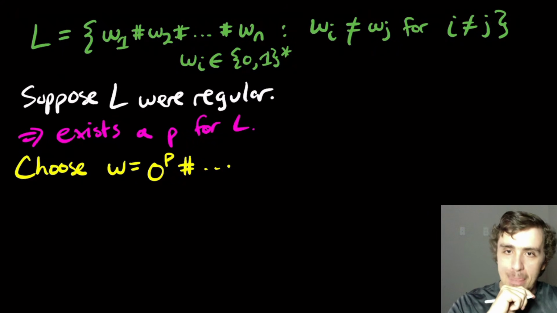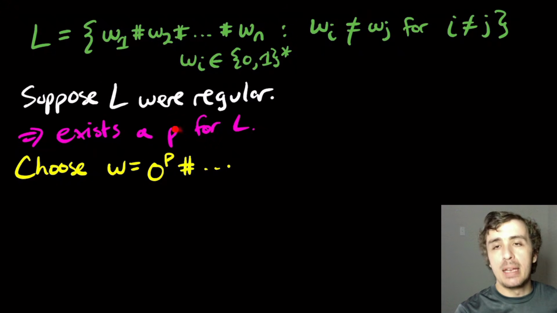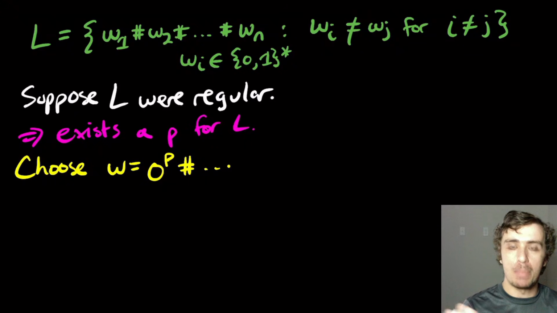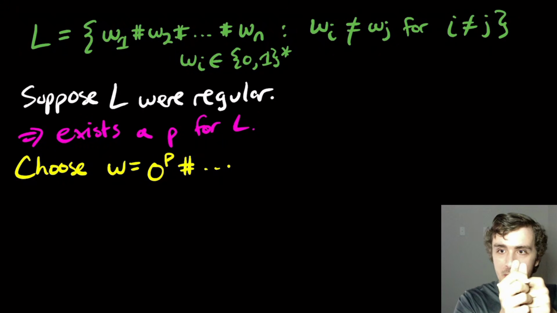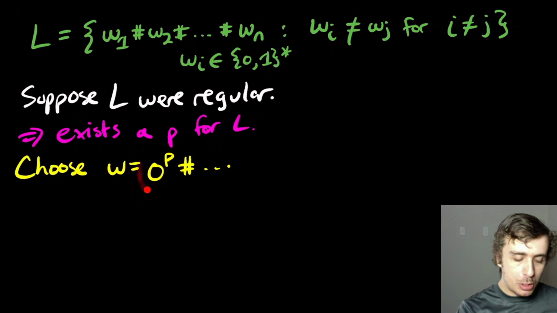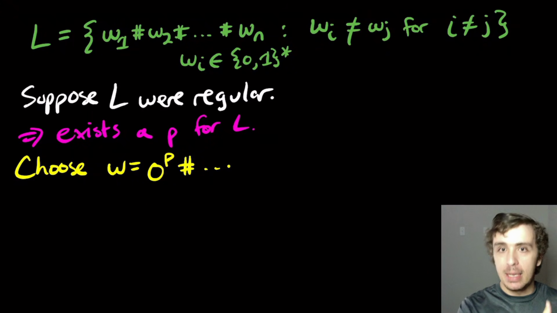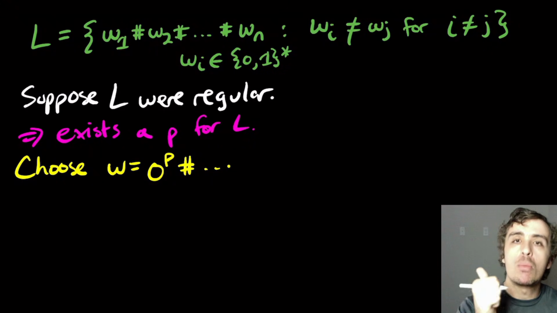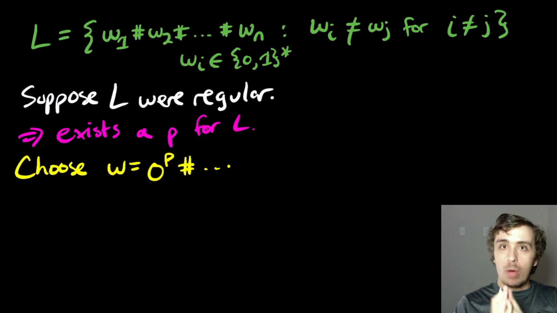Well, think about what happens. If I have this at the beginning, then I'm going to be only pumping in this region right here, because that's one of the conditions of the pumping lemma. Let's just say we pump up one time. Then the number of zeros in this region is between P plus 1 and 2P. You must have at least one more 0 and at most P more zeros.